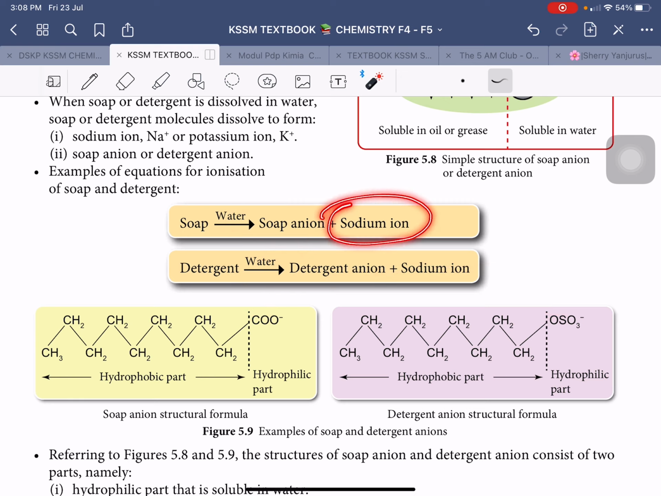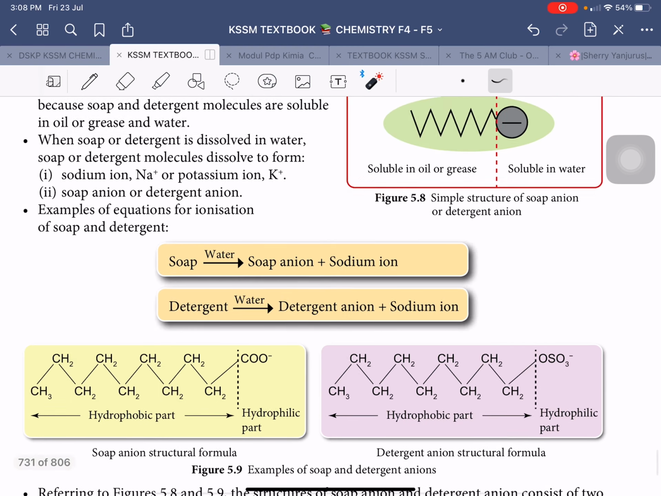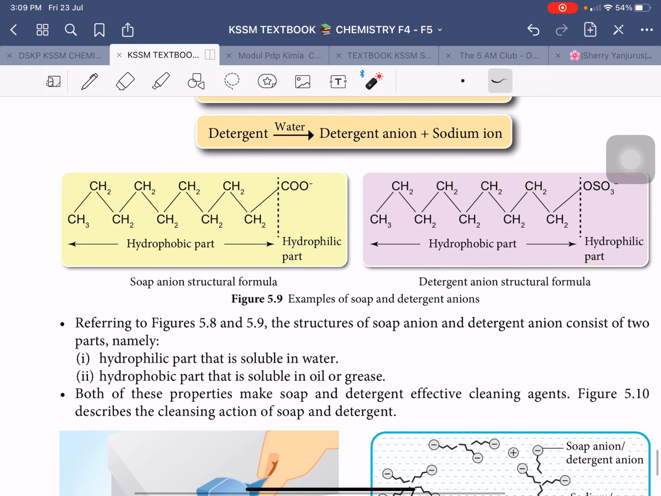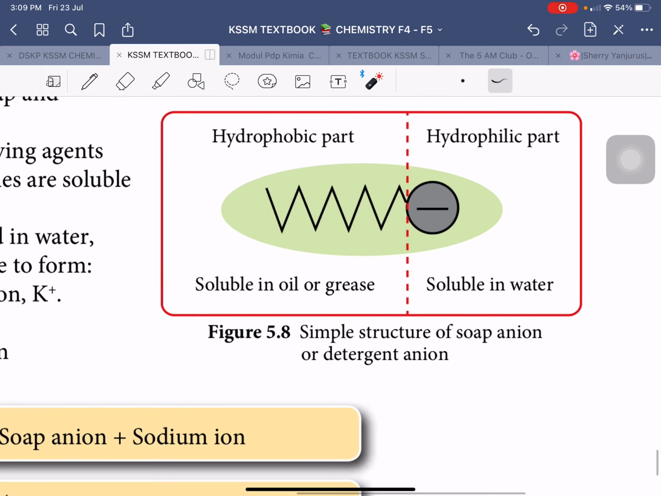So dari mana ini sodium ion? Sodium ion kan daripada alkali. Kan we need alkali to mix together with the soap mah. Okay. So sodium ataupun lithium lah, sodium or lithium. This is a simple structure of soap anion or detergent anion. Ini kepala dia. Kalau dia adalah sabun, kepala dia tu adalah COO minus. Kalau ini adalah detergent, dia punya kepala tu OSO3 minus. Begitu saja beza dia. COO dengan OSO3 minus. Okay? Itu beza dia.